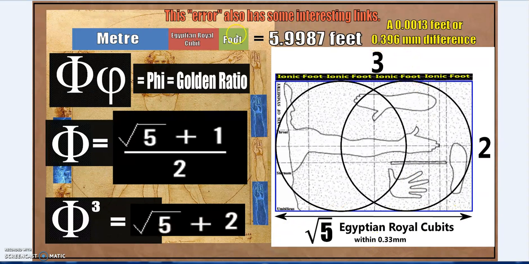Now, the margin of error between the metre plus Egyptian Royal Cubit plus foot being 0.396 millimetres, there's 0.33. Some really interesting information in regards to there, but square root of 5 Egyptian Royal Cubits, square root of 5 as it relates to the golden number, or Phi, or the divine proportion.